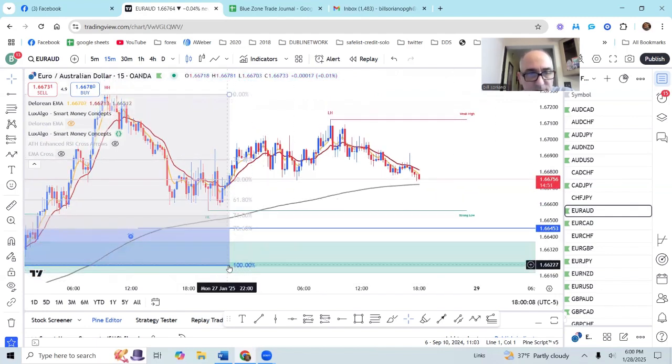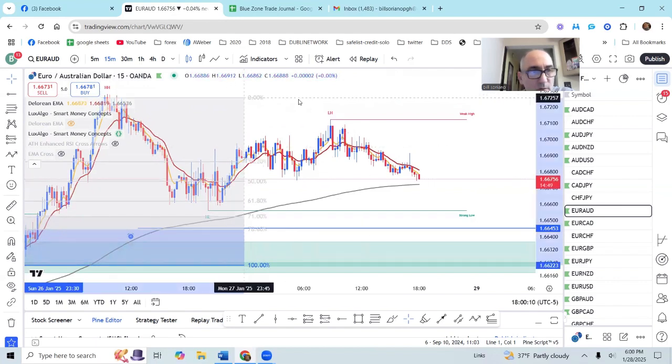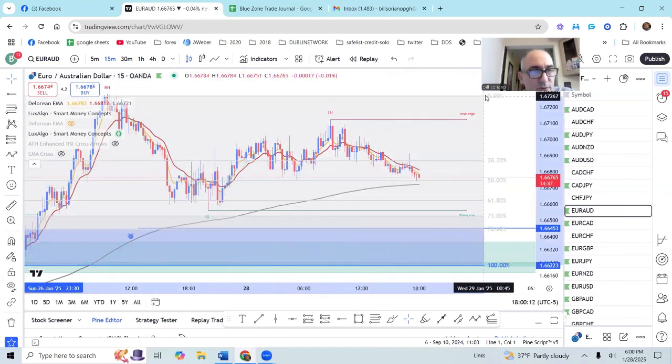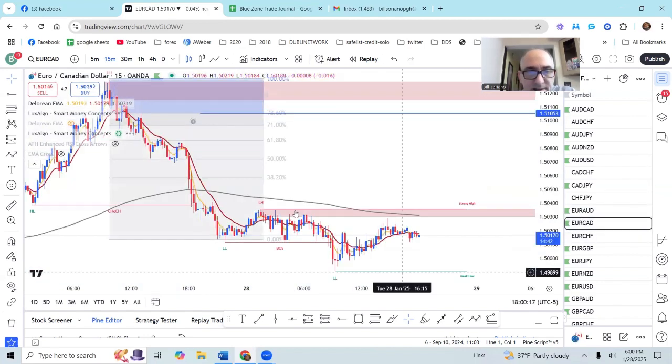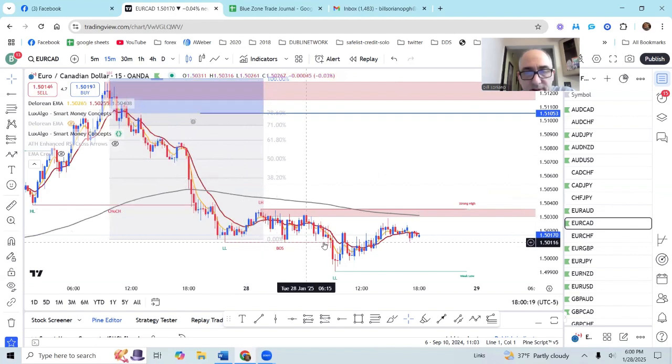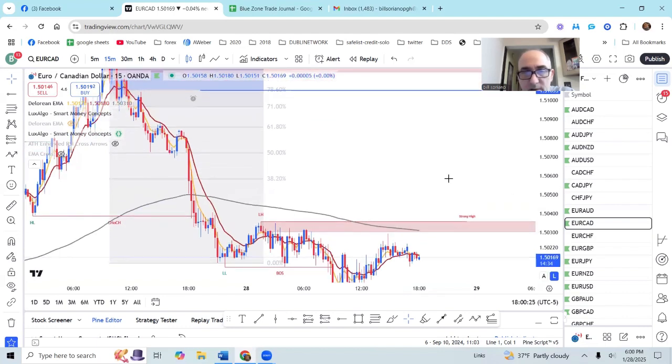Waiting for price to work its way down to the blue zone. EURCAD. This one now has a new break of structure here, right? See the new break of structure, and we have a new order block right here. Okay.